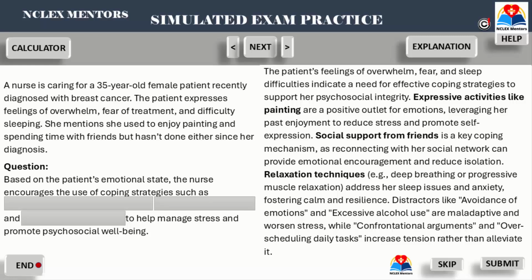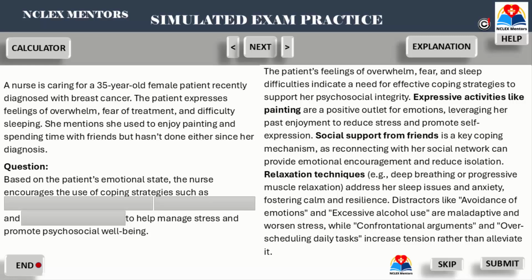Now let's look at the other options. Avoidance of emotions. Avoiding emotions can worsen stress and prevent the individual from processing and managing their feelings in a healthy way. It can lead to emotional numbness and further isolation, preventing healing.